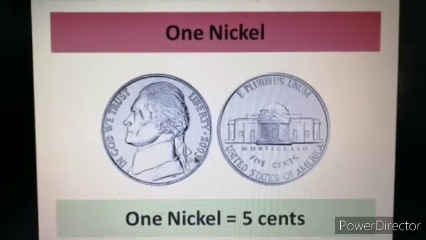See how a nickel looks? On one side we have a face and on the other side it is written United States of America 5 cents. It is clearly written 5 cents. So 5 cents means how much? 1 nickel. So 5 cents is equal to 1 nickel. They are all coins.